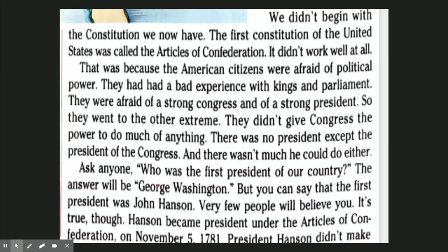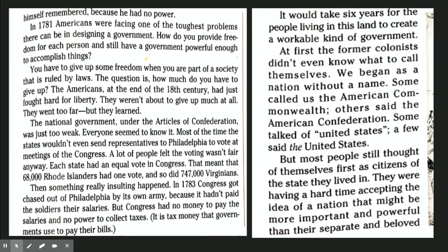But you can say that the first president was John Hanson. You can say it, but you will be wrong. Very few people will believe you, and they shouldn't believe you because you're wrong. It's true, though. No, it's not. Hanson became president, not really, under the Articles of Confederation. That part is true. On November 5th, 1781. President Hanson didn't make himself remembered because he had no power.